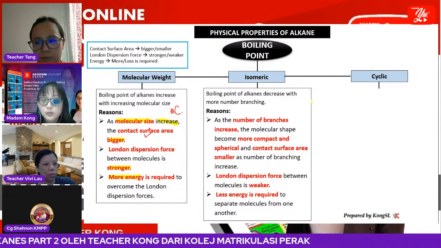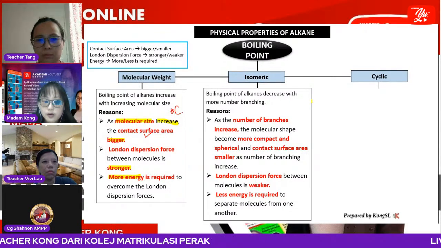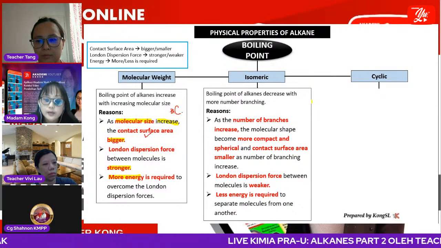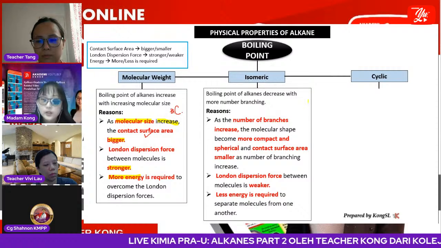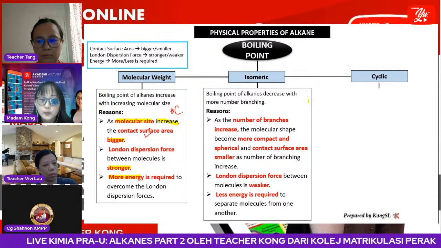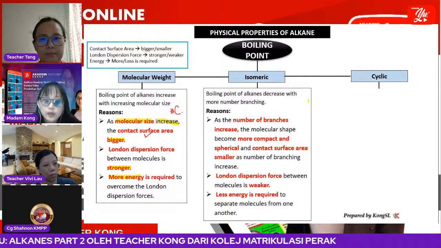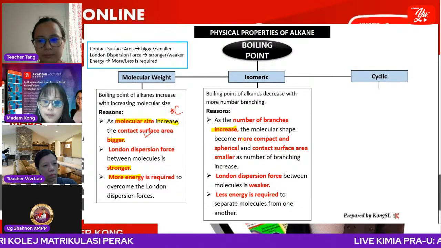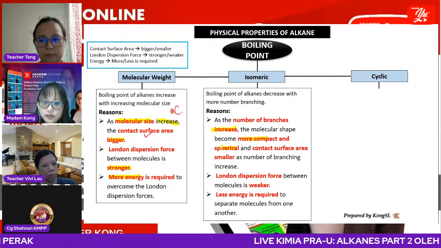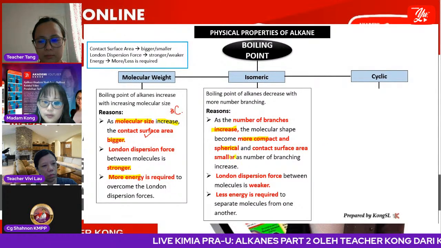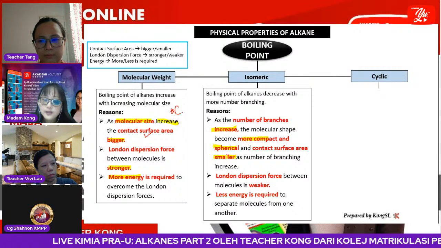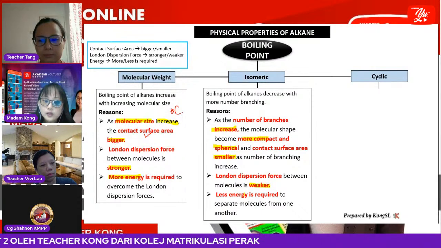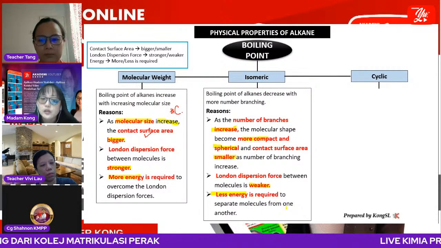Isomeric means that the compounds have the same number of carbon, or the same molecular size, but maybe one of the compounds is straight chain, another has one branch, or another has two branches. So in this case, when the number of branches increases, the molecular shape becomes more compact and spherical. So the contact surface area becomes smaller. When the contact surface area becomes smaller, automatically the London dispersion forces between the molecules become weaker, so less energy is required to separate the molecules from one another.